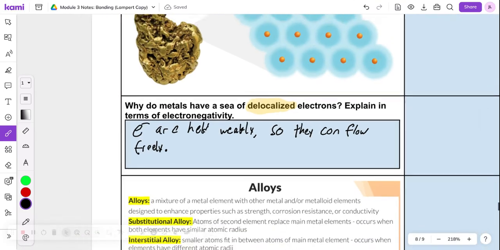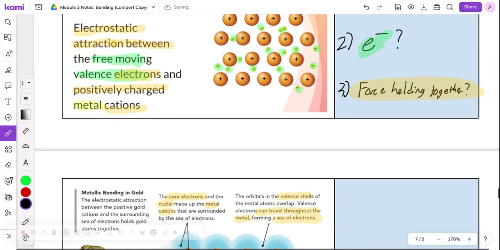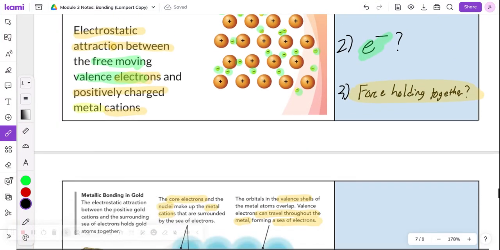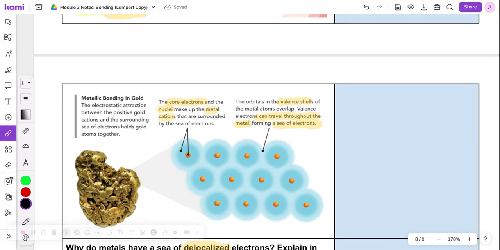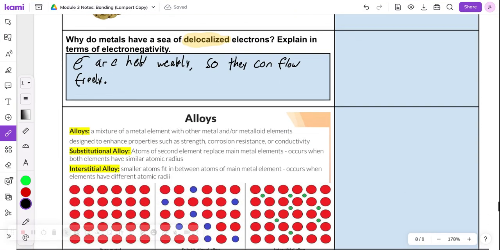Okay, so now let's talk about alloys. So far, what we've been talking about is pure element metals. For example, this is just pure gold, so that's only elements of Au. There's no other elements present. Now we're going to be talking about alloys.